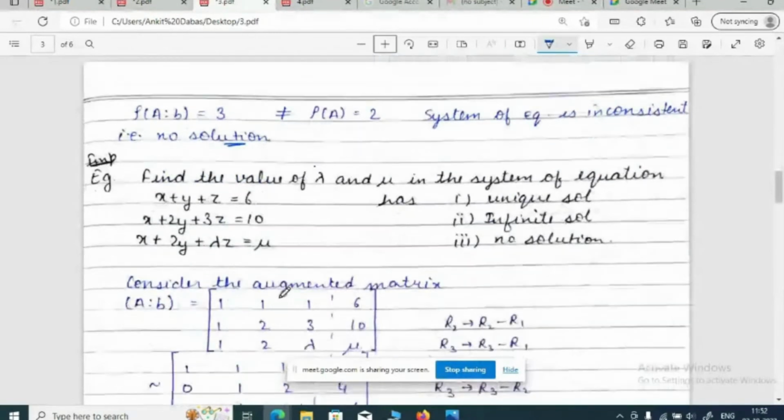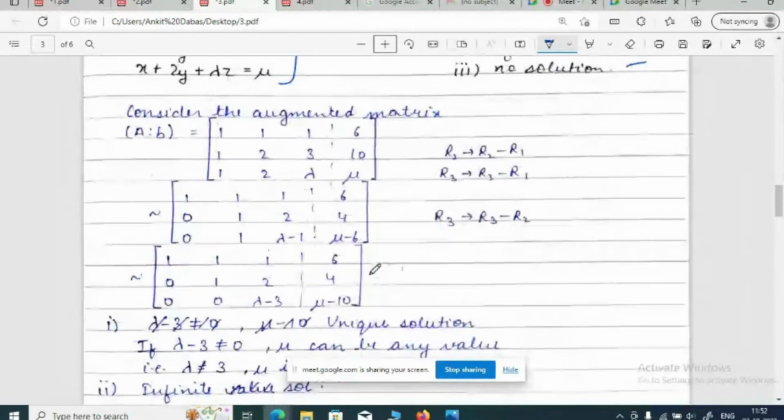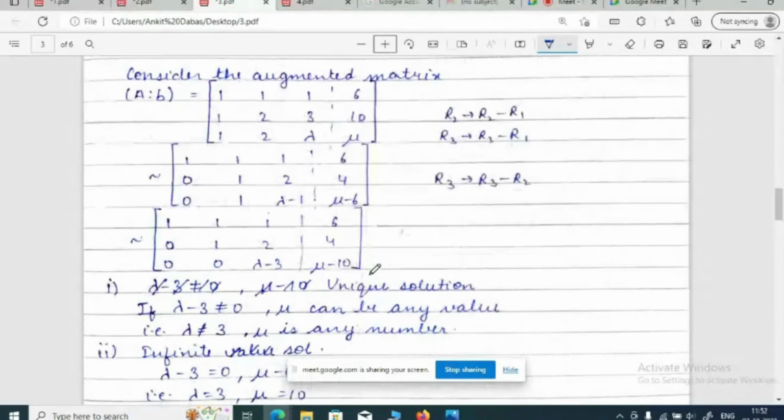This is the general type of question that is mostly asked: find the value of lambda and mu in this system of equations for the case when it has a unique solution, an infinite number of solutions, or no solution. Again, form the augmented matrix and reduce it into echelon form. We finally get to this step.